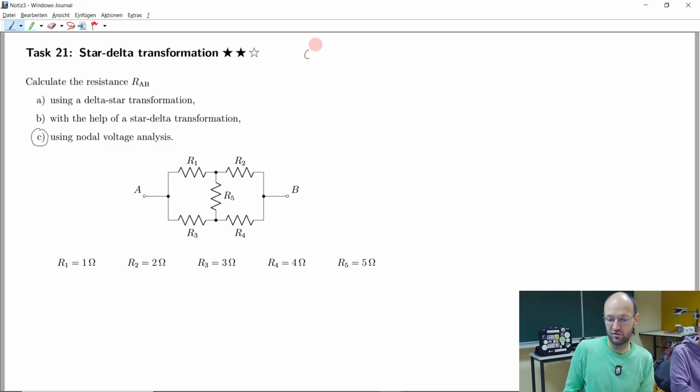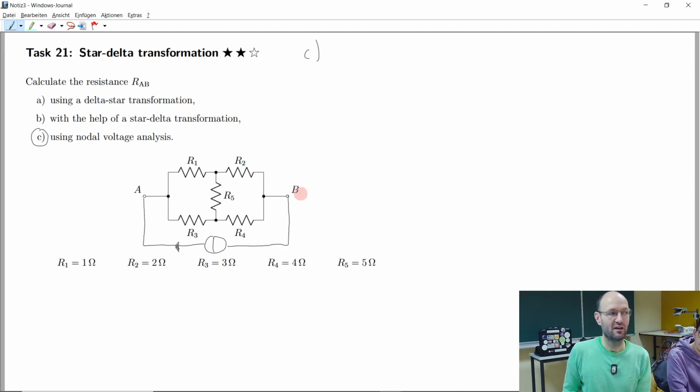So how can we use nodal voltage analysis to calculate the equivalent resistance of this circuit? We first need a reference node, and we also need something to excite currents and voltages in the circuit. So let's say at first we need a current source I that I will connect like this. Let's say the current source pushes a current to the left side that then goes to the right side through the circuit. So we will get a voltage drop across the circuit, a voltage between these nodes A and B.